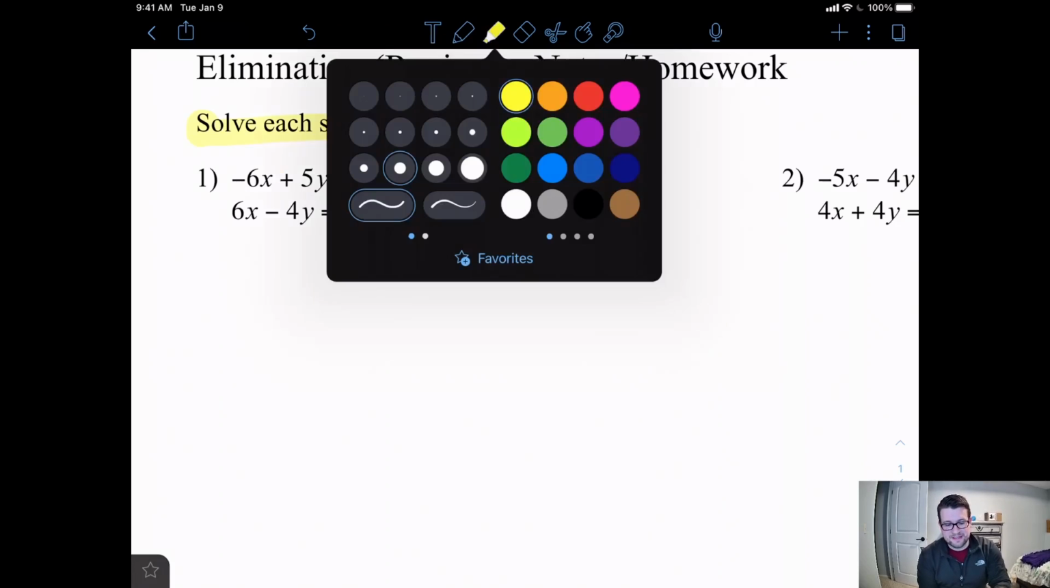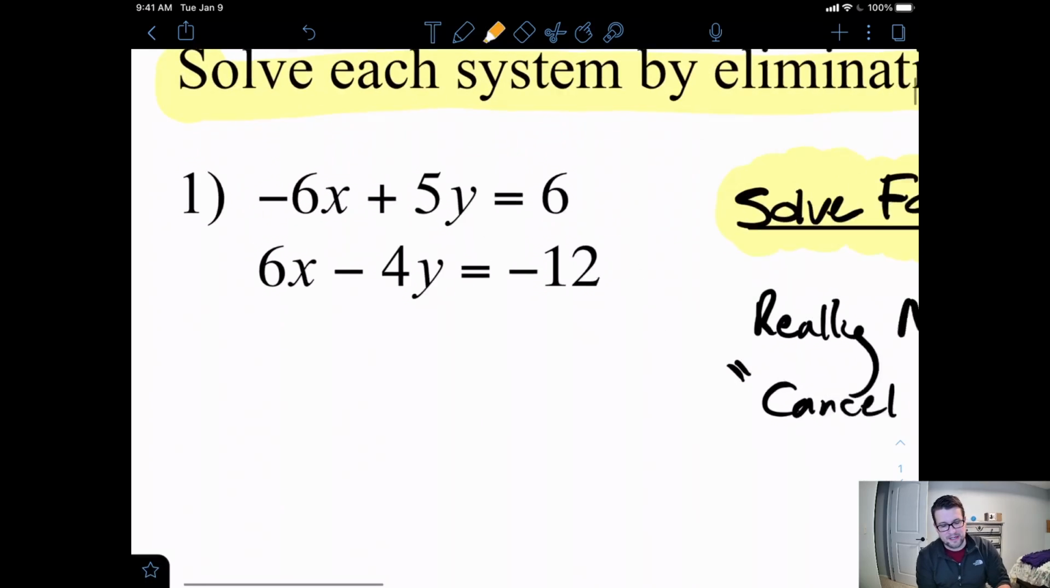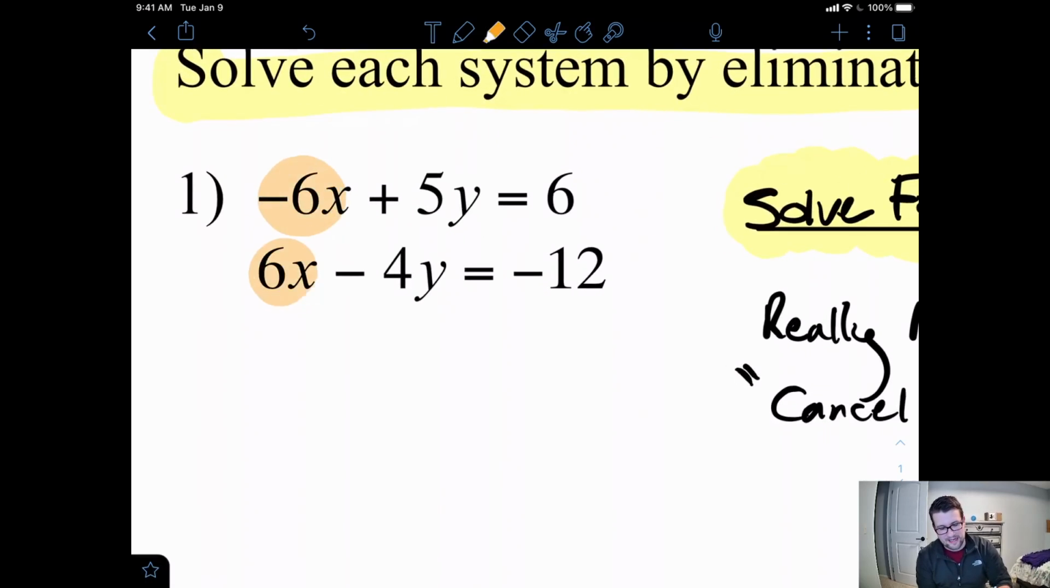In the easiest difficulty, what's going to happen is your variable that you want to cancel is already going to be set up to cancel. And what I mean is that they're already both going to be the same number, and one's going to be positive and the other one's going to be negative. When this happens, all you need to do is come over here and just add.